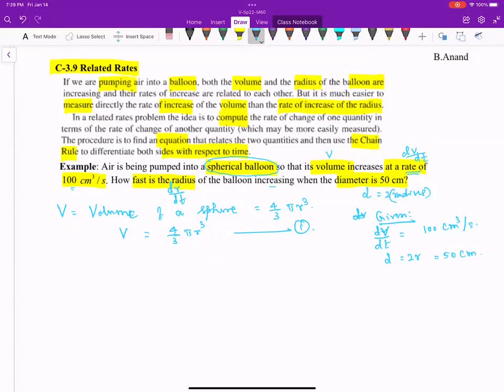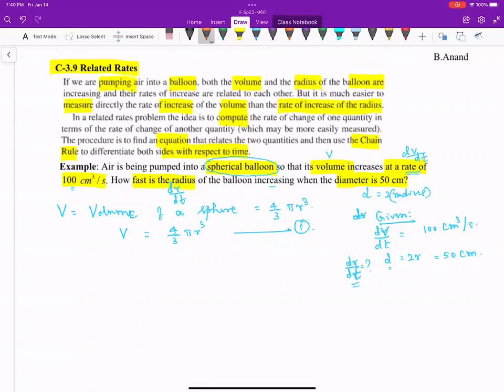But the question is, what is dr by dt when the diameter is 50 centimeter. So we cannot substitute the diameter, or the radius equal to 25 centimeter, half of the diameter, in the beginning. We have to substitute that at the end when we compute dr by dt.